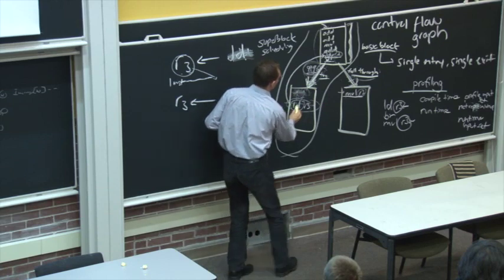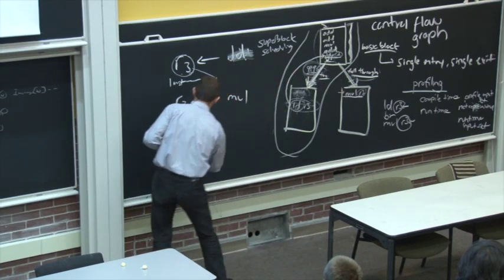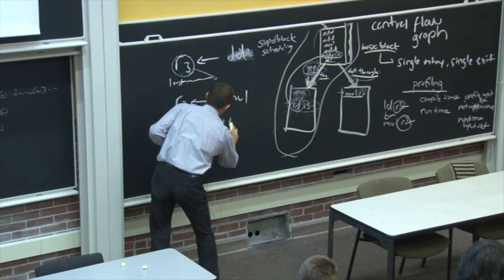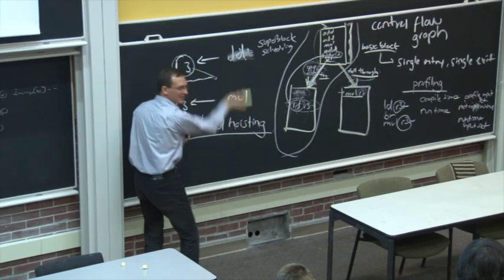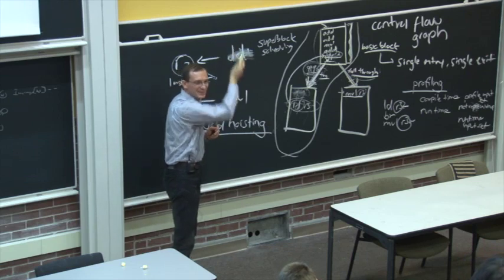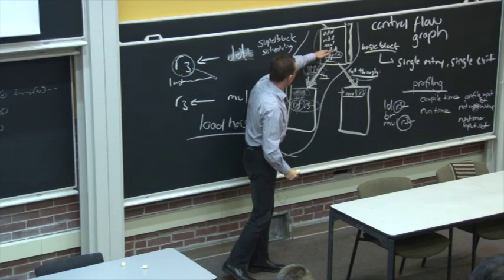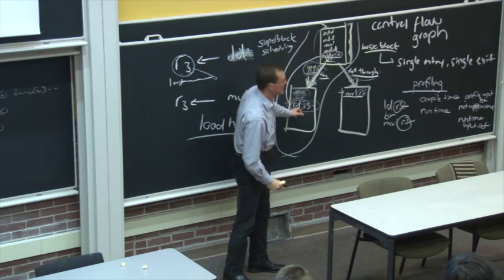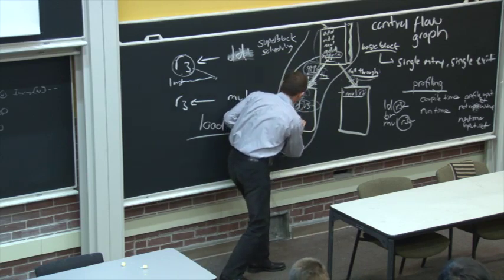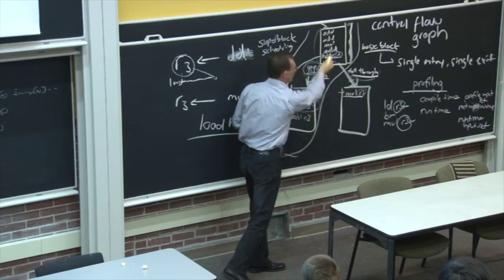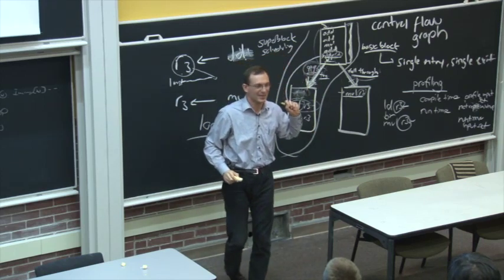So this optimization, by the way, is called load hoisting. You basically hoist the load up such that hopefully by the time you need the value produced by the load, this R3, some instruction needs this R3, the load is done. Okay?